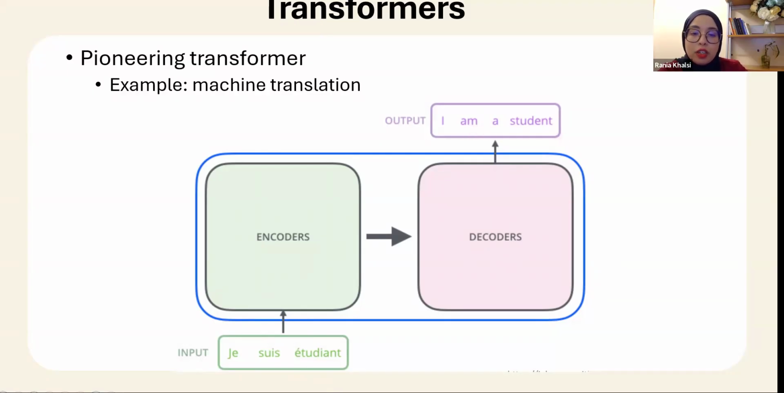Okay, so what the encoder mainly does is read the entire sequence, okay, capture its meaning, and then pass the rich representation to the decoder. Now here the decoder uses this information to produce the translated sentence, one token at a time. So this encoder-decoder architecture is mainly the foundation of the original transformer architecture.